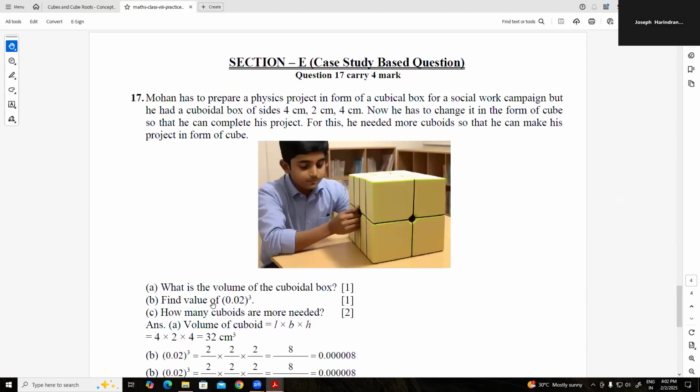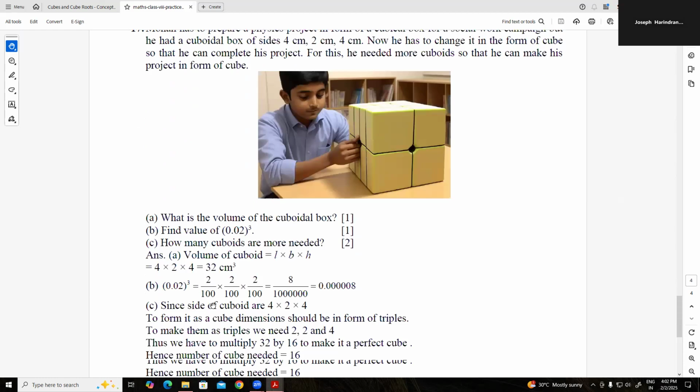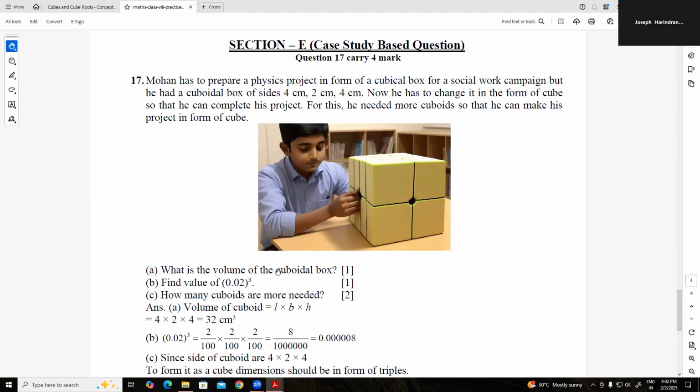Section E is a case-based question, a situation. You have to read this question carefully. Forming a cube from a cuboid. A cubical box he has to build. He has only a cuboidal box. He has to change it in the form of a cube to complete his project. So he needs more cuboids so that he makes it a perfect cube. So what is the volume of the cuboidal box?